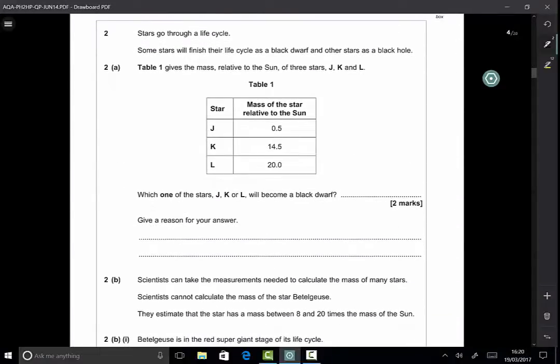Okay, question 2. Stars go through a life cycle. Some of them will finish their life cycle as black dwarf and others a black hole. So the first thing I know is that black dwarf is going to be small. The word dwarf is usually a pretty good clue for that one. And black holes come from large stars.